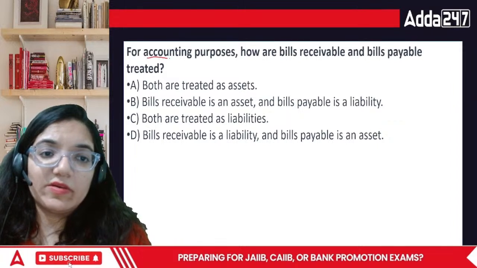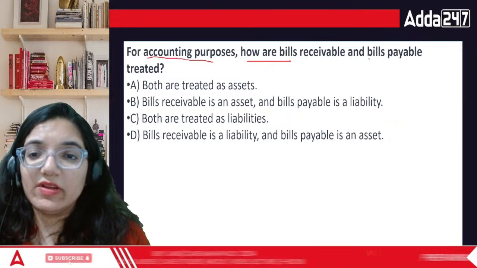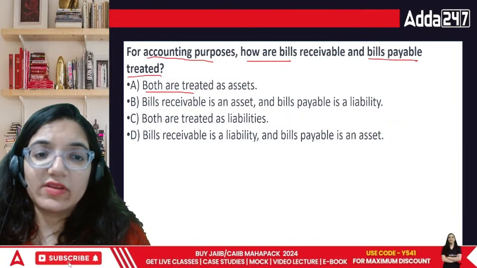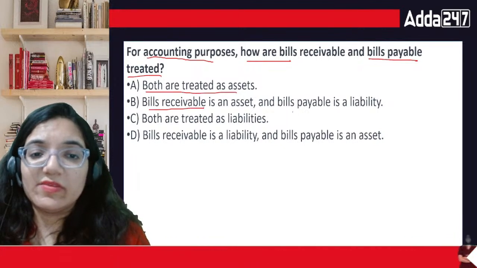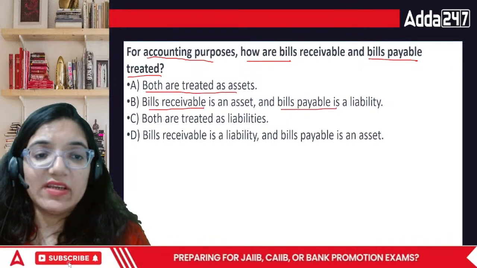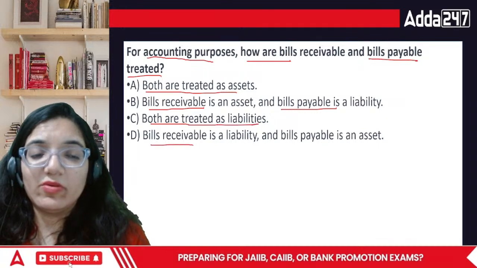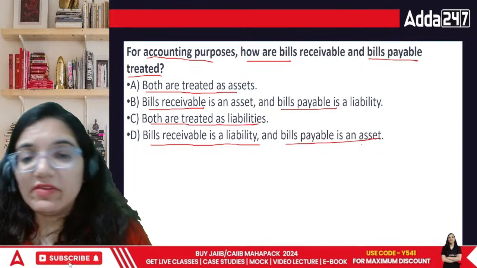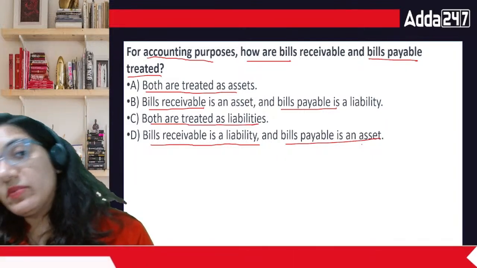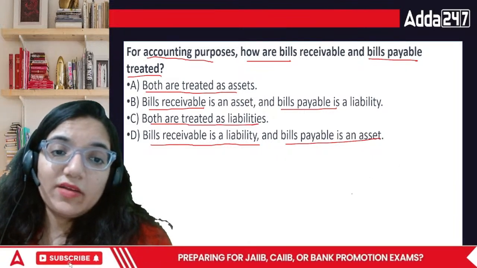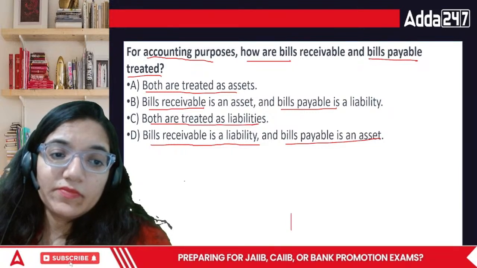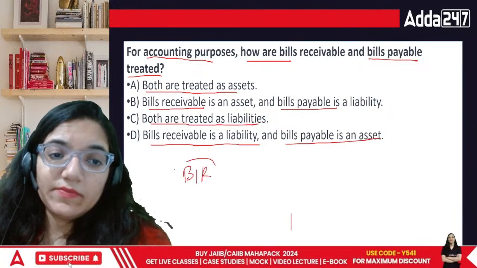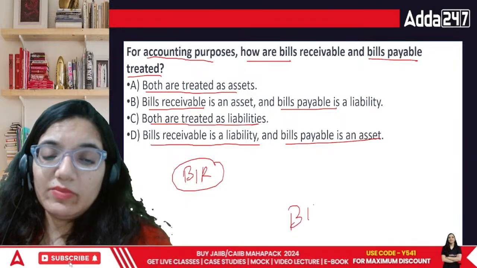For the accounting purposes, how are bills receivable and bills payable treated? Both are treated as assets. Bills receivable is an asset, bills payable is a liability. Both treated as a liability. Bills receivable is a liability, while bills payable is an asset. When we talk about how bills receivable and bills payable are treated, okay, BR and BP now. One is BR and one is BP.